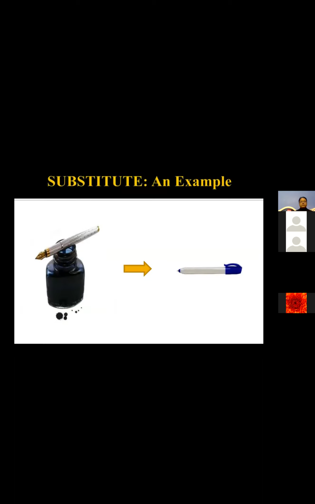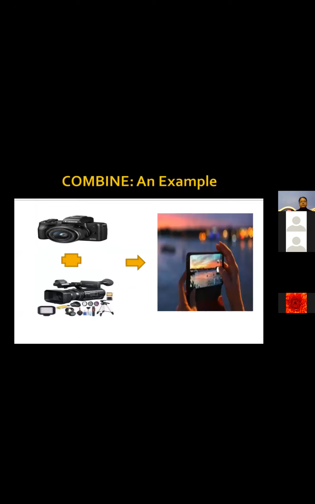Now these are the examples that we have just discussed. Substitute. Earlier we had ink pens that have been replaced by the ball pen. That is the example of innovation in the case of substitute. The next, combine. If we can combine the photography and videography effect in a single gadget, that is, in your cell phone, that is also an innovative example. That's the example for combine.